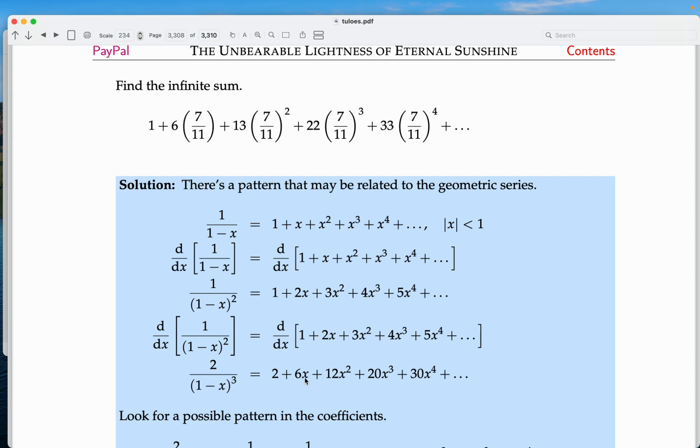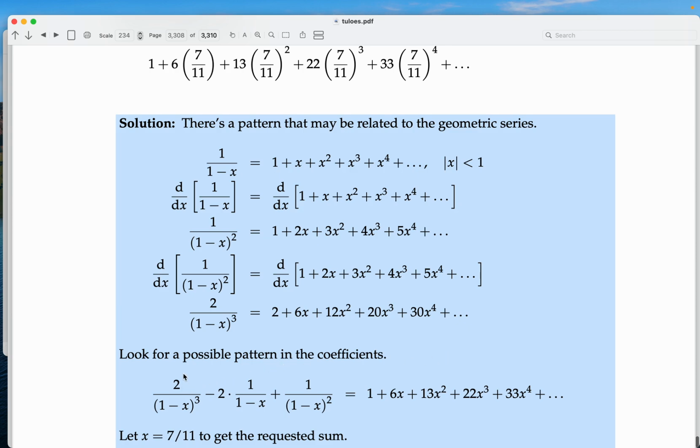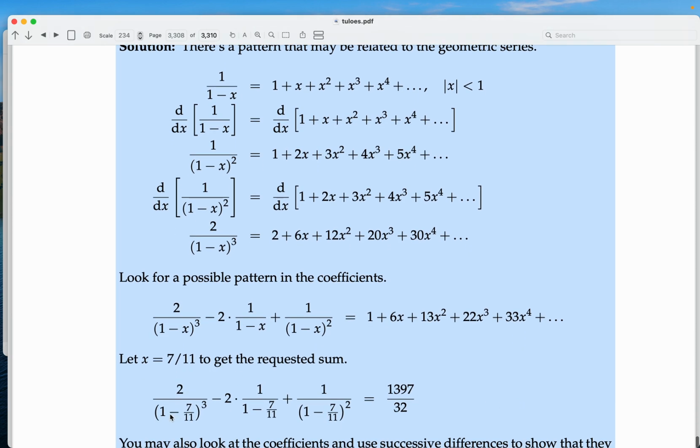Then I started to realize that if I took these three expansions over here and did a manipulation with it, it would certainly take time, I'm not saying it doesn't. But again, it's not a difficult combination. It turned out to be this guy here, which is 2 over 1 minus x cubed, minus twice the first one, and then plus the middle one over here. And then I get the coefficients. And then I just plug in 7/11, and I got 1397 over 32.